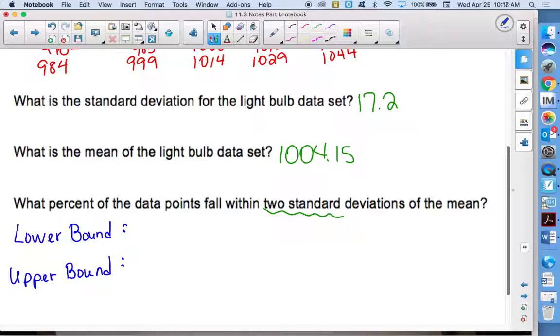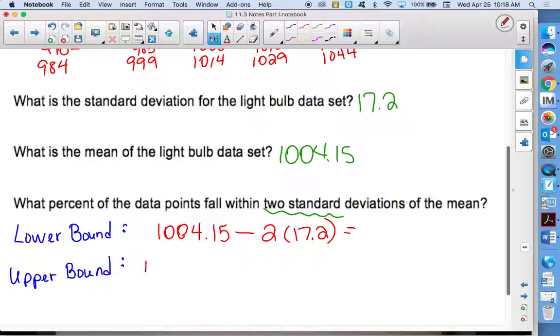Yeah, so if I want a number that would be lower or higher than a central number, you need to either subtract or add a value. So we're starting with the mean because everything's compared to the mean. So our mean is 1004.15. We're going to subtract the standard deviation of 17.2, but we want 2 standard deviations. So that means I need to take this number and double it to make it 2 standard deviations.